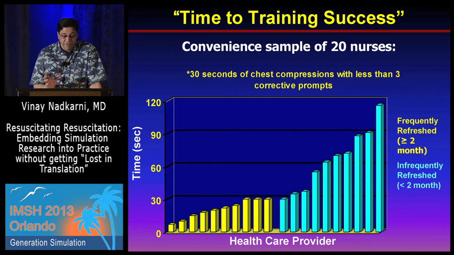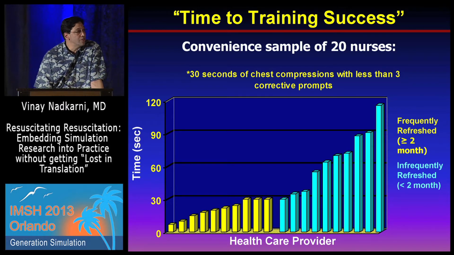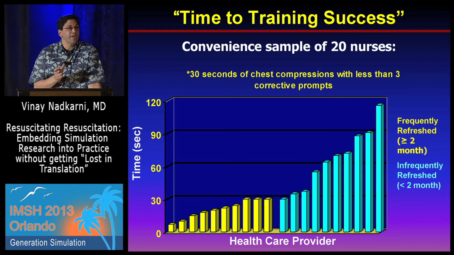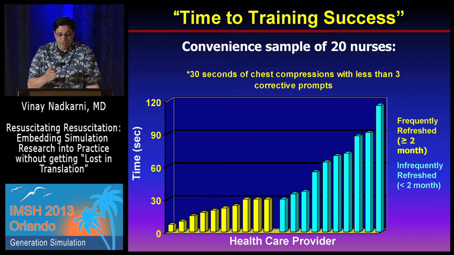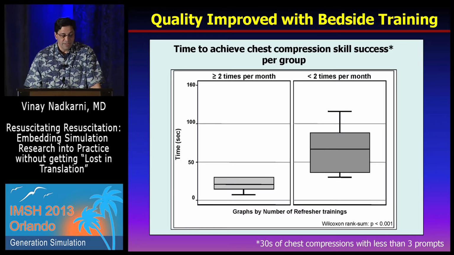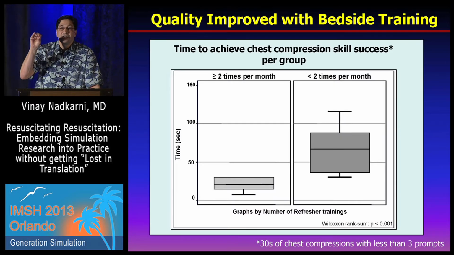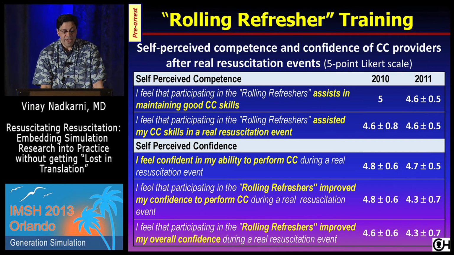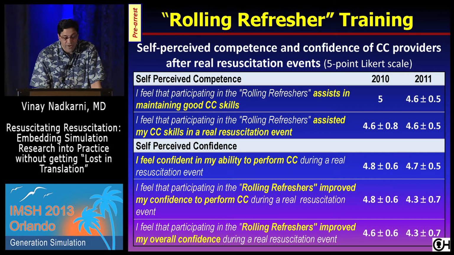This is a convenient sample of nurses who were trained with this technique and their evaluation. In the yellow are those that were trained more than twice with the rolling refresher program in 90 days. Those on the right side of your screen are those that were trained less frequently than 90 days. When analyzed, on your left, the time it took to achieve a perfect strip was significantly better in those that were frequently trained with low-dose, high-frequency training. They enjoyed it. We surveyed them.